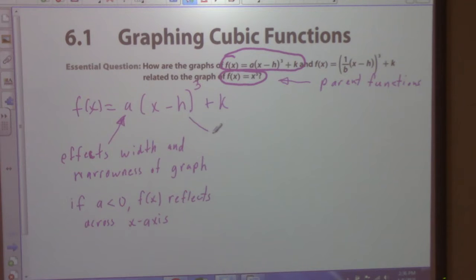Next, we have this h. What does h do to the graph of the function? Pardon me? Vertex? Here's the odd thing. Ben said vertex, but oddly enough, in this context, we do not deal with vertices.